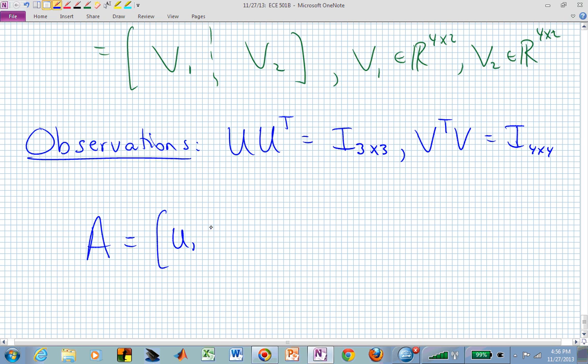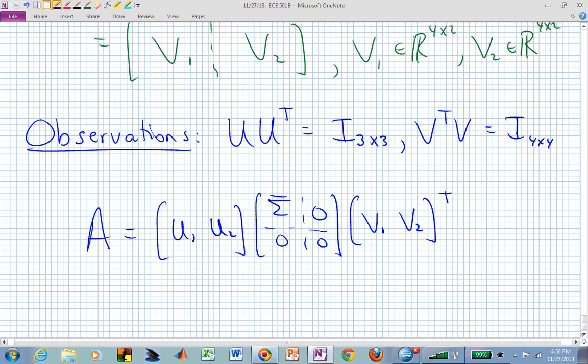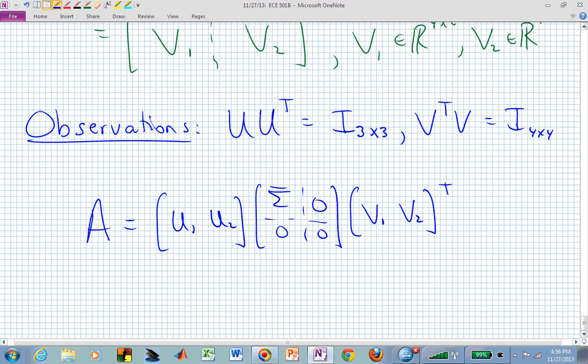So now what do we have? We have a U1 and a U2, and we know their dimensions. That has to be compatible with sigma bar 0, 0, 0. And some of those zeros are bigger than just a 0. These may be submatrices. And our V was V1, V2 transpose, wasn't it? That I'm just writing down.